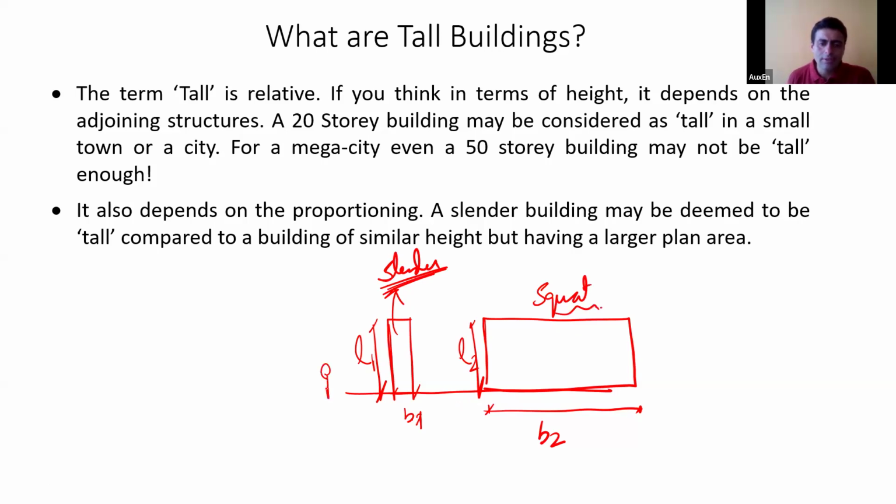So if a person is standing, let's say, he or she may feel that a slender building looks taller, isn't it? A slender building may look taller as compared to a squat building. So it also depends on proportioning. The overall proportioning of your structure may also give this visual feeling of shortness or tallness. Is this clear? I hope my voice is audible.